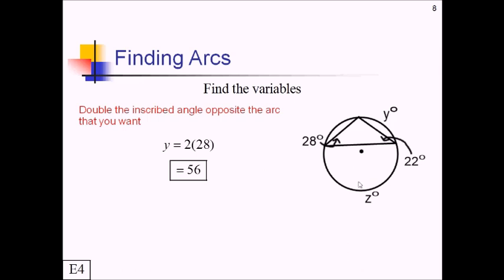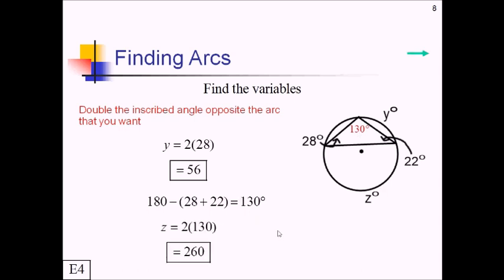And then to find z, well, notice that z is the intercepted arc for this other angle of the triangle, this inscribed angle right here. We already know 2 measures in the triangle. So let's do 180 minus whatever 28 plus 22 is. So that's 180 minus 50. That'll give us 130. Then we know that this intercepted arc is going to be twice that, so 2 times 130 gives us 260.